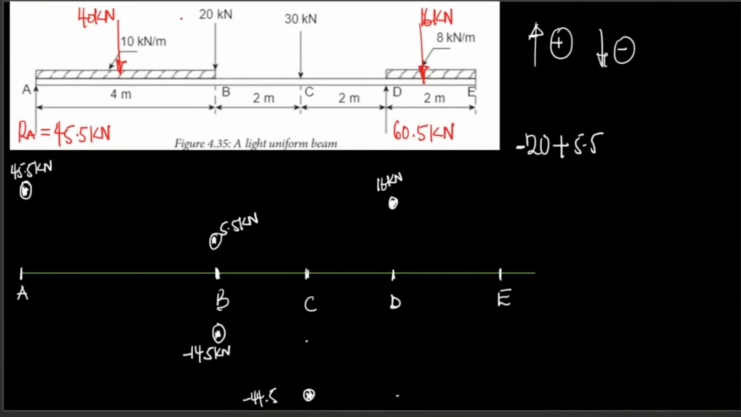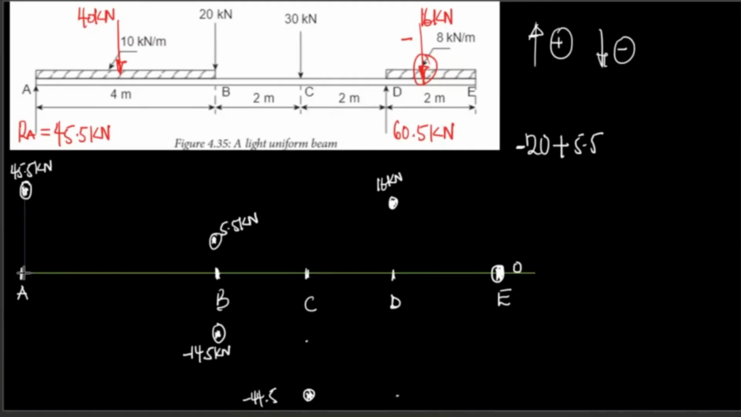Between D and E, we have another force that is pointing down, which is the concentrated force here, which is 16. So that force pointing down is negative. So minus 16 plus 16 is going to give you 0. So it has to close. If it doesn't close, then you have a problem. So this is now how you are going to join your shear force diagram.